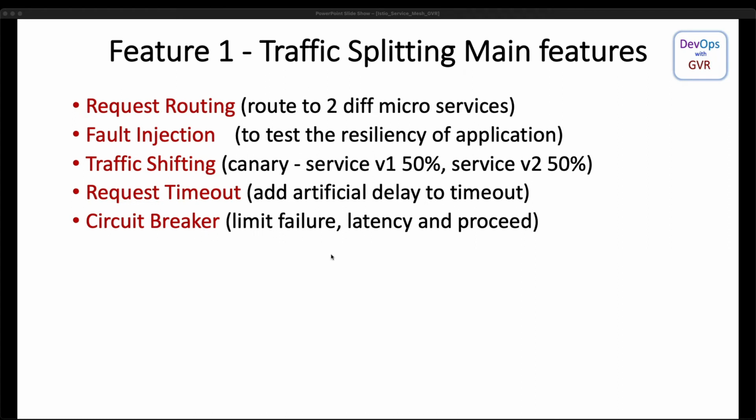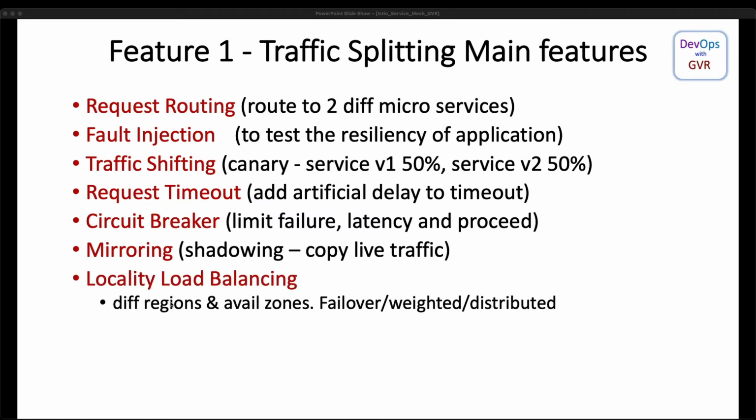Circuit breaker: you can limit the failure and latency, and proceed. So limit the failure, observe, monitor. If it is good, proceed. If not, then come back to the first stage, something like that. Mirroring: you can mirror the traffic from one service to another. Just copy the live traffic, so that if a production service is running and you don't want to touch it, you can use this mirror feature. And locality load balancing: if services are hosted in two different regions, then you can do location-based load balancing, like the AWS and Azure load balancers we have, right?